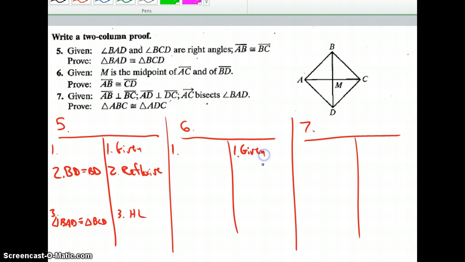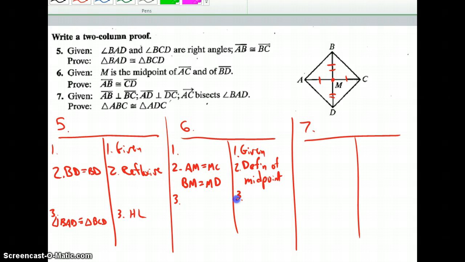All right, given in 6 is that M is a midpoint. Well, I'm not even going to think about that. If M is a midpoint of AC, I don't want to forget what's going on here. That means AM is congruent to MC. This is how you spell it, because it's a midpoint. Okay. Oh, and it's also the midpoint of BD. Same reason. Sorry, that's not A. Different segment now. The distance from B to M equals the distance from M to D.